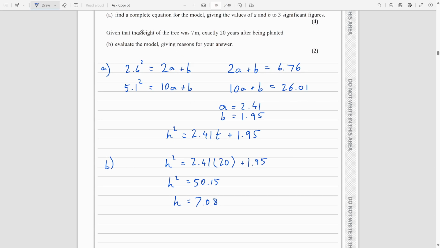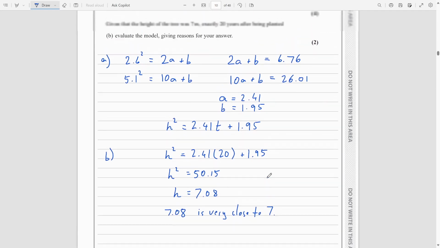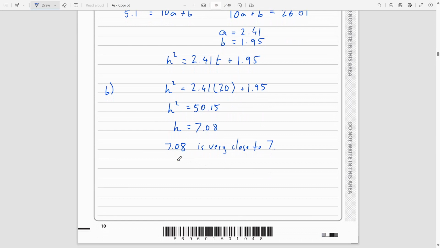7.08. Now, in fact, the height was 7 meters, which is very close. So I'd say 7.08 is very close to 7 meters. Therefore, the model, I just need to evaluate it. So I'd say, therefore, the model seems reliable, or something to the effect of that. Reliable or good. Basically, it seems to be doing a good job here.